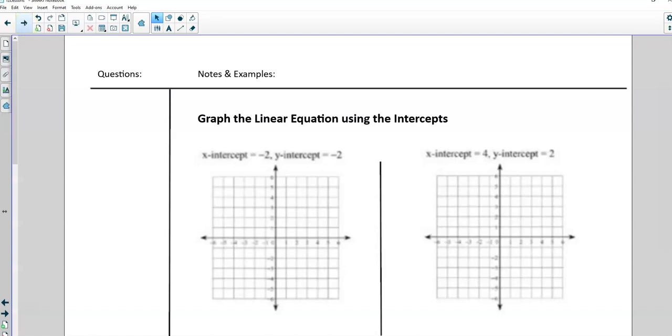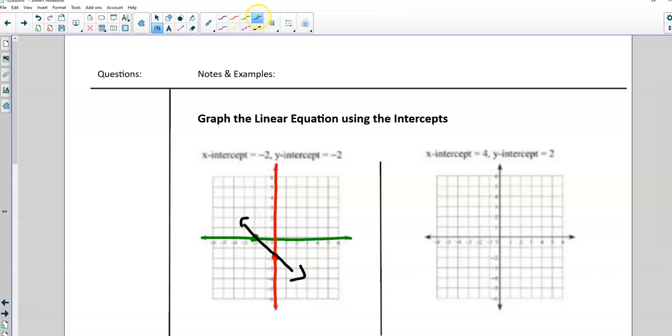Alright, next one wants us to actually graph it now. So now that it tells us, hey, these are your intercepts, now I want you to graph it. Okay? So if my x-intercept is -2, remember this green line here is my x-line, Christmas colors, so my red line is my y-intercept. So if my x-intercept is -2, I'm going to put a dot there at -2. My y-intercept is also -2. There's my y-intercept right there.